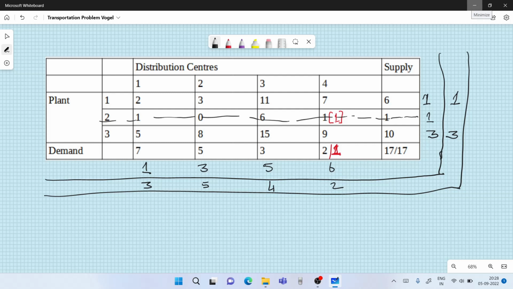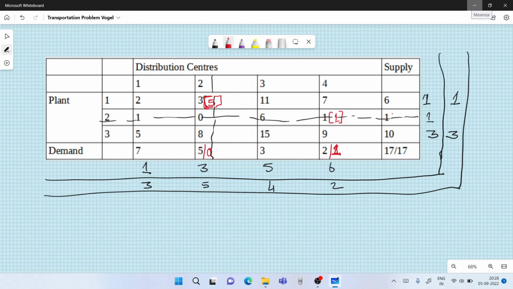The demand here is 5. The supply here is 6. So what we do now is we allocate the supply to the demand, that is 5. So the demand of center number 2 has now been satisfied. So we strike out center number 2, or the column which has center number 2, because essentially everything has been done.